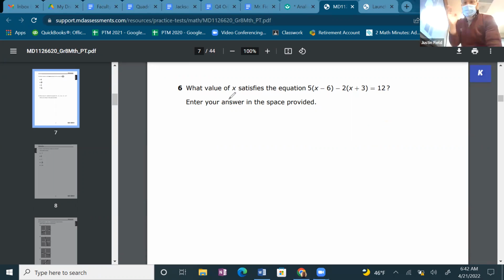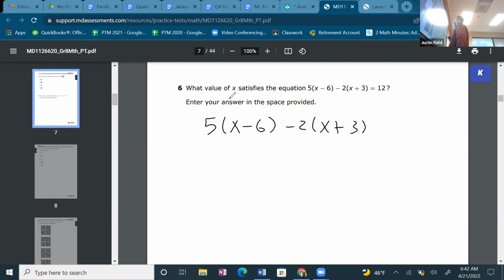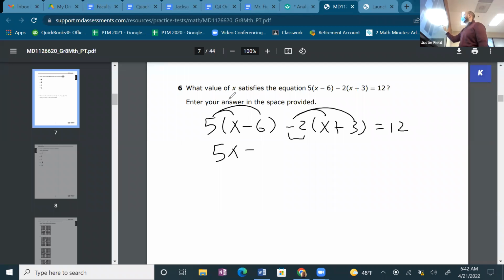So this is a multi-step equation. We're going to solve the equation. Okay, so here we have the equation. So we want to distribute, right? Hopefully when you see a number in front of the parentheses, you say, oh, I should distribute that. And then hopefully when you see the minus number, you don't just distribute the 2, but you distribute the -2. If you don't do that, you're going to get it wrong.